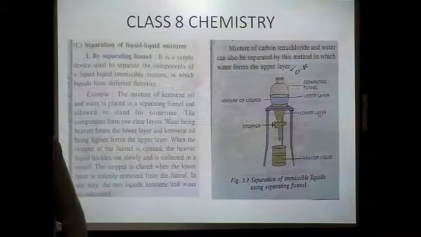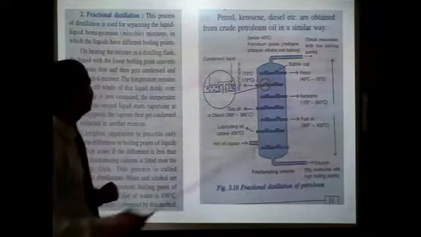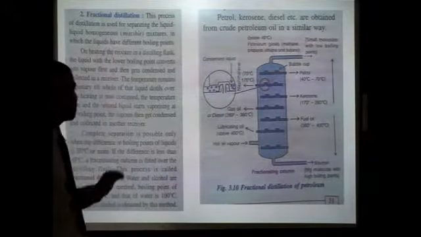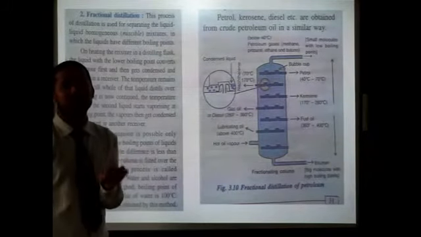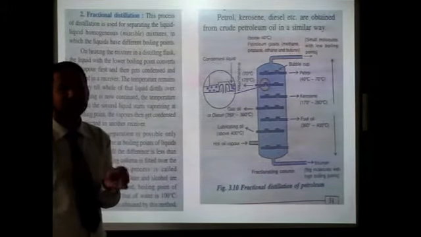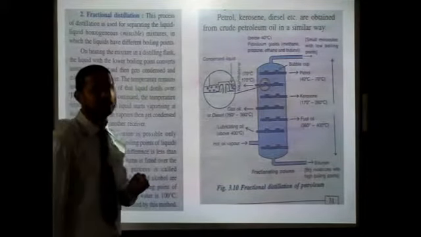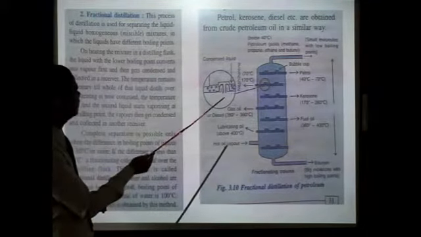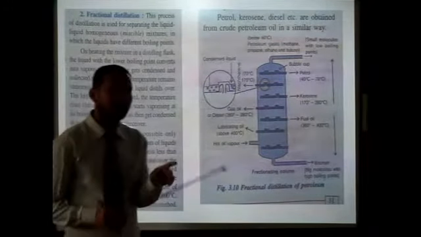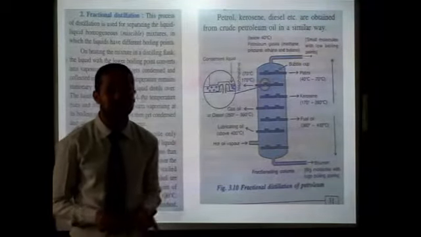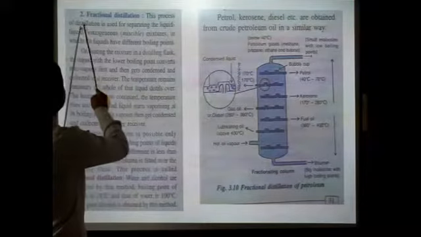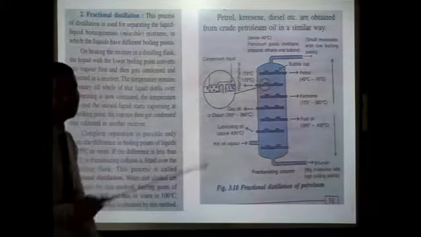Then number one was by using a separating funnel for the immiscible liquids. Now this one, fractional distillation, is for miscible liquids. So what are miscible liquids again? A homogeneous mixture of liquid substances is called a miscible mixture. Miscible mixture means one liquid mixes with another liquid uniformly. They form a homogeneous mixture. So this process of distillation, this is also distillation.